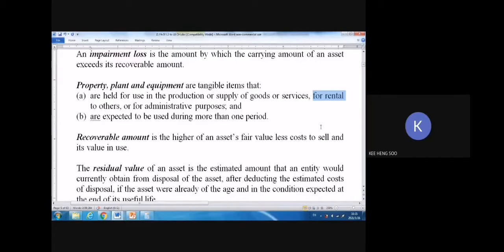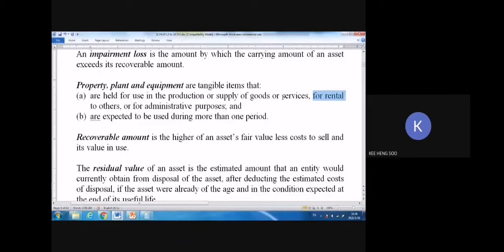You see, if I'm a transport company, I buy lorry, I buy van, I'm going to use it in the supply of the goods, on the supply of the services. I got my lorry driver, I got my van driver. So people need transport, I go and help them to carry goods.